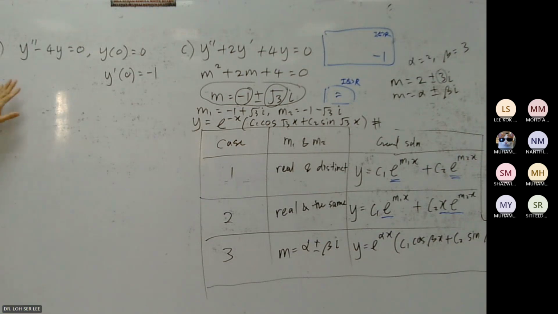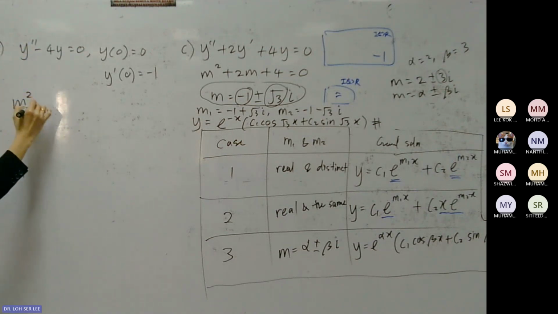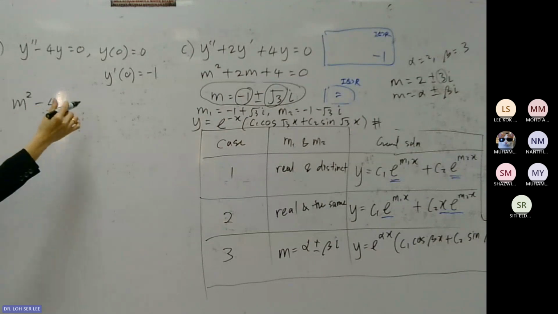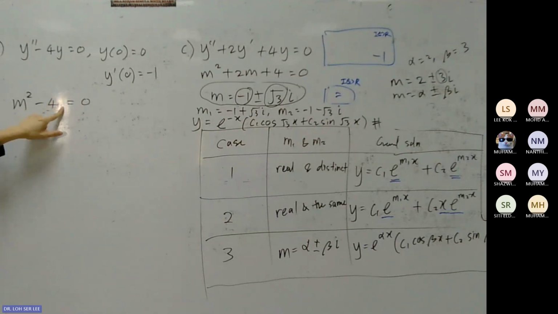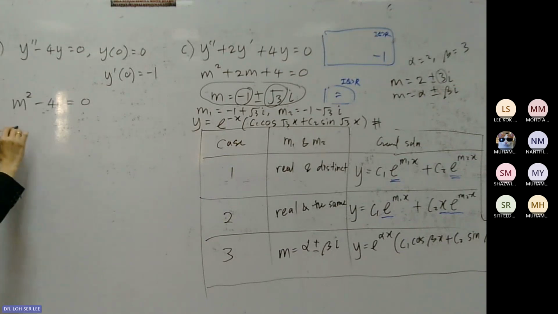Okay, B. What is the characteristic equation? m squared minus 4 equals 0. There is no m here; this is another careless mistake. No m because there is no y prime. So when you solve, what is your m? What is your m1 and m2?